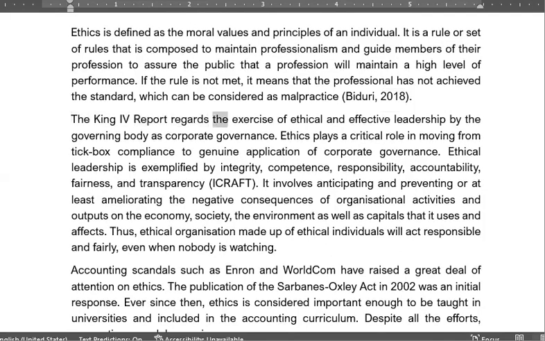The King IV report regards the exercise of ethical and effective leadership by the governing body as corporate governance. Ethics plays a critical role in moving from tick-box compliance to genuine application of corporate governance. Ethical leadership is exemplified by integrity, competence, responsibility, accountability, fairness, and transparency, ICRAFT. It involves anticipating and preventing or at least ameliorating the negative consequences of organizational activities and outputs on the economy, society, the environment as well as capitals that it uses and affects. Thus, an ethical organization made up of ethical individuals will act responsibly and fairly, even when nobody is watching.